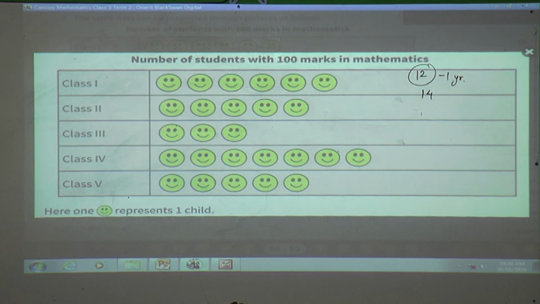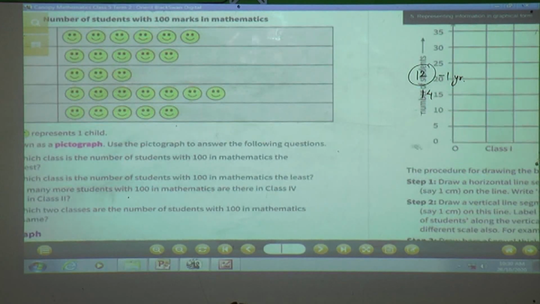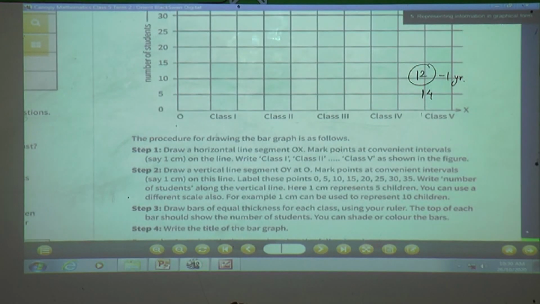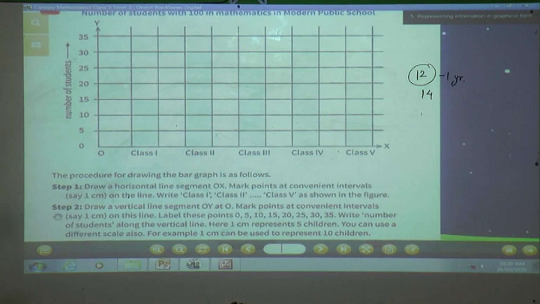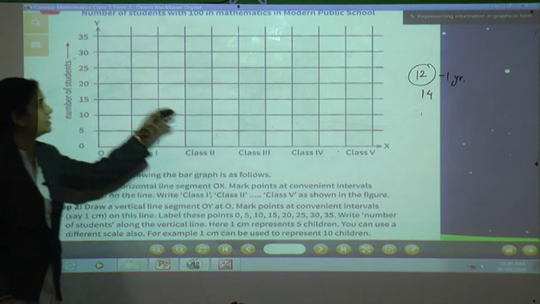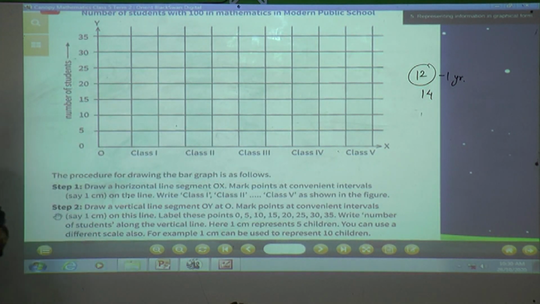Now bar graph. See students, page number 69. Here is a bar graph. You can see this one is the x-axis, this one is the y-axis, and the whole is the bar graph. Okay, so students, in the bar graph, scale is very important.